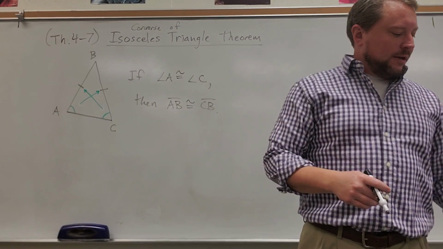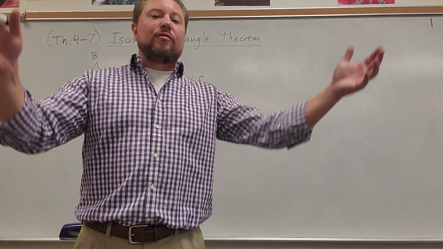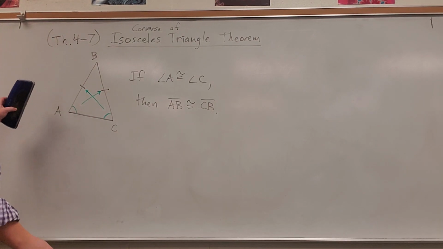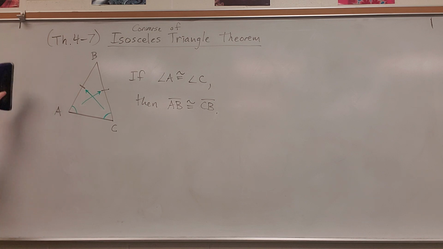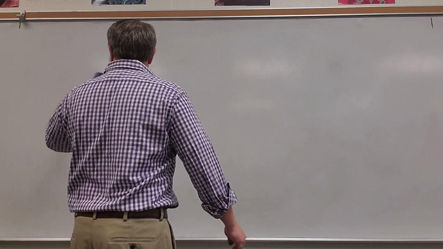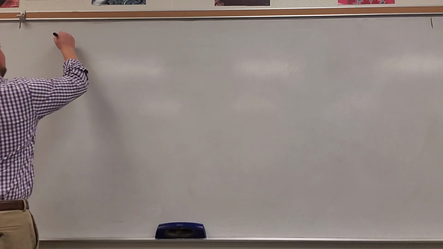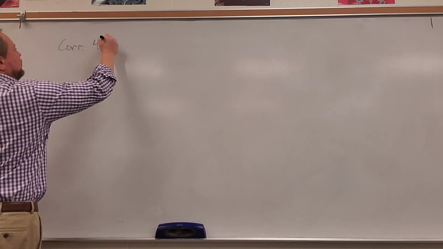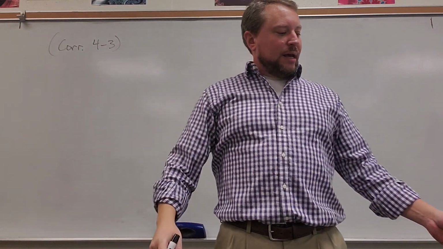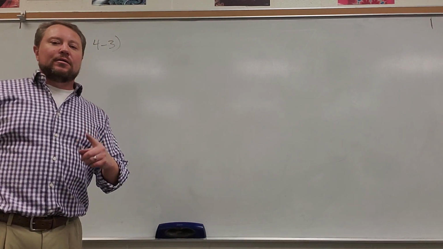We could even apply that idea on out a little further. The two corollaries that I want to cover are actually based on this same idea. The first corollary is corollary 4-3. And in corollary 4-3, they state that a triangle is equilateral if and only if it is equiangular.